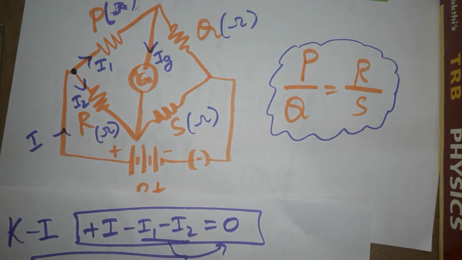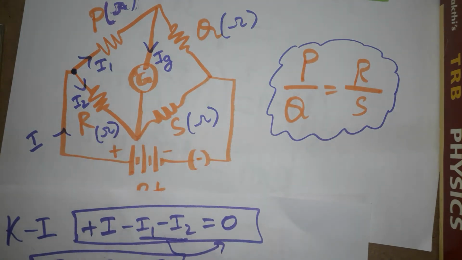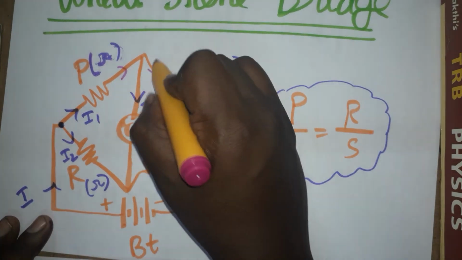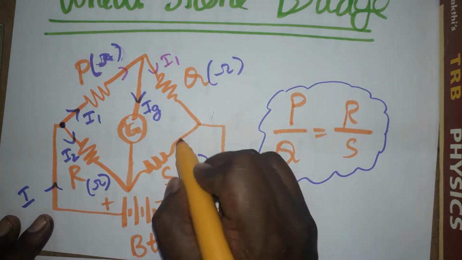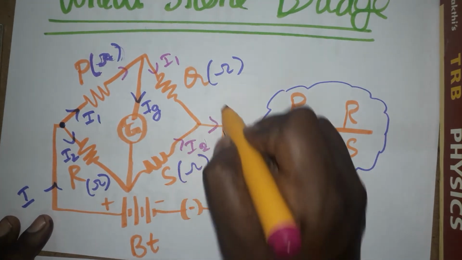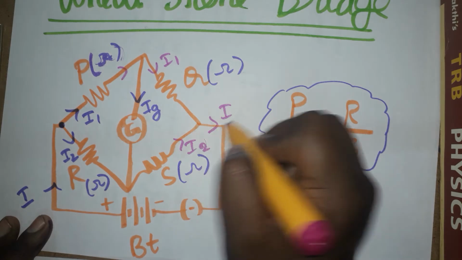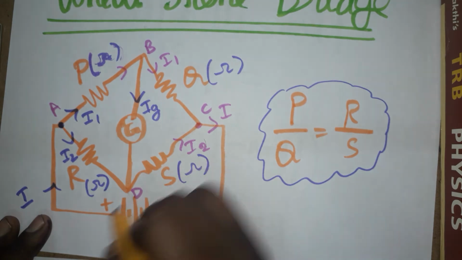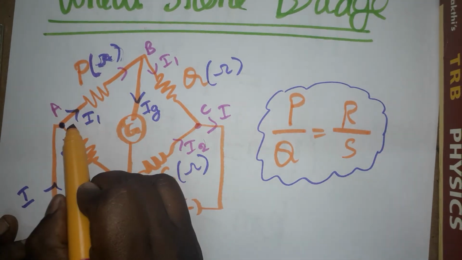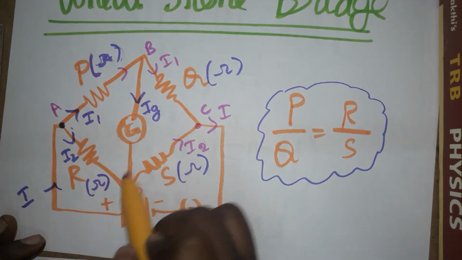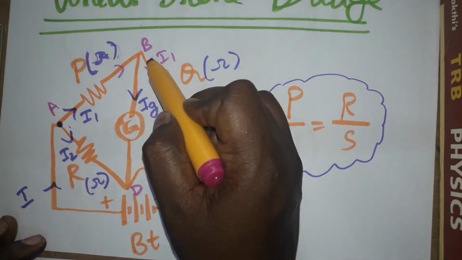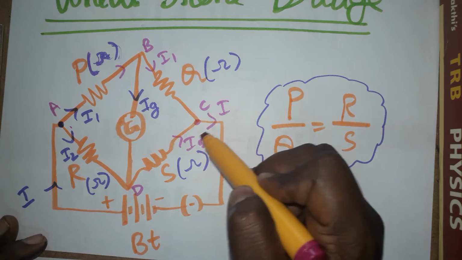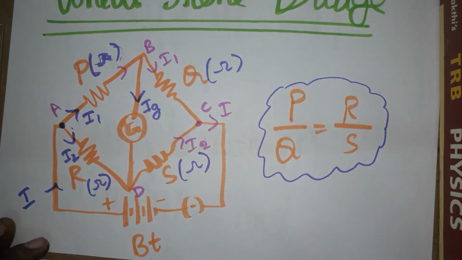So the current through the galvanometer will be 0. I1 current, then I2 current, and the total I1 plus I2 is equal to I. At this junction, A, B, C, D, the I current is coming from here. At this junction, I1 and I2 get split. The Ig current we are going to assume is 0. Then again I1 current is flowing here, at this junction both come together, and finally it goes to the negative.